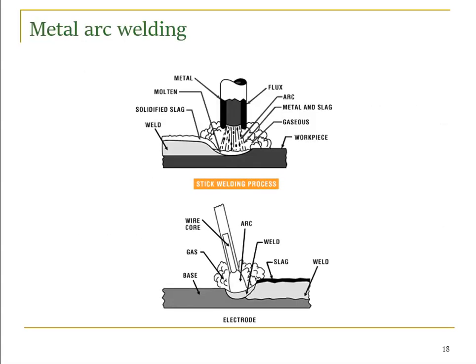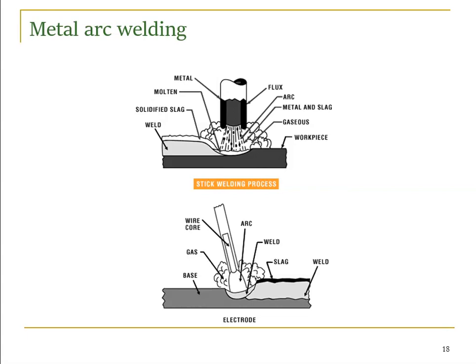Right. The second type of arc welding is metal arc welding. In the previous case, carbon arc welding, the electrode is carbon, which is non-consumable. Here, in metal arc welding, as the name says, the electrode is a metal, so it is a consumable electrode. That is the difference: non-consumable versus consumable electrodes. Otherwise it is similar to our normal arc welding. The only thing is we use metal as the electrode. That metal is generally similar to the base metal, meaning the metal we are going to weld.